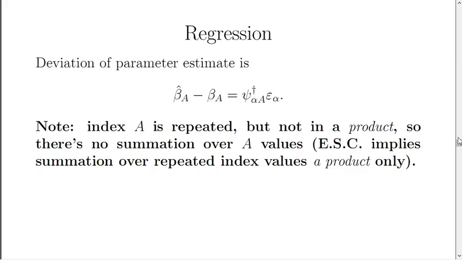Now, the deviation of a parameter estimate is just the difference between the estimate and the true value. And that is equal, as we've just shown, to the inner product of the dual trial vector with the noise values. By the way, something I perhaps should have made more clear at the very outset. In this equation, the index A is repeated, but it's not repeated in a product, it's repeated in a difference. Well, the Einstein summation convention only applies to indexes that are repeated in a product. So it doesn't apply in this case. There's no summation over A values. It's just the difference between A values.